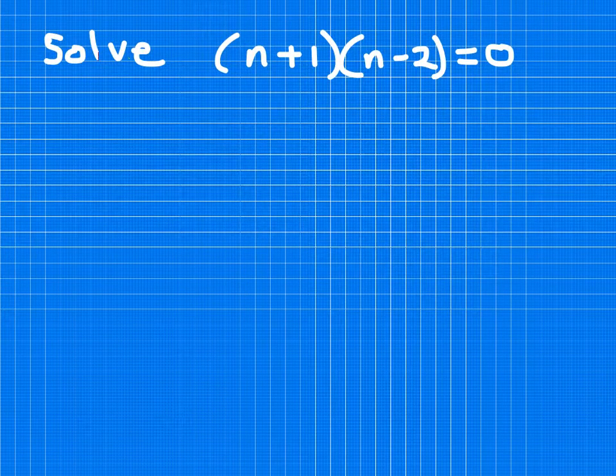To solve this quadratic equation, it's already factorized. We can see that we have something multiplied by something else that is going to make 0. That means that either of those brackets must be 0.